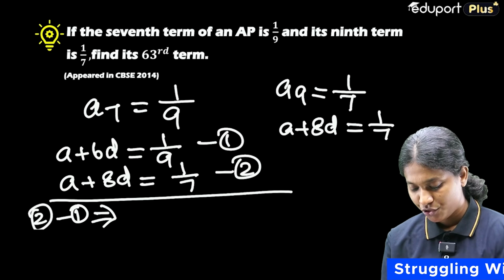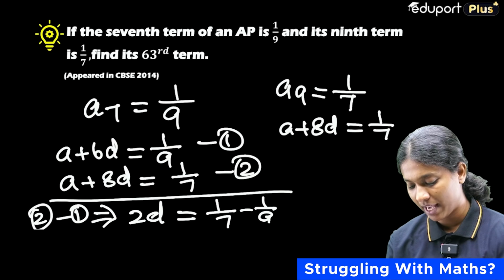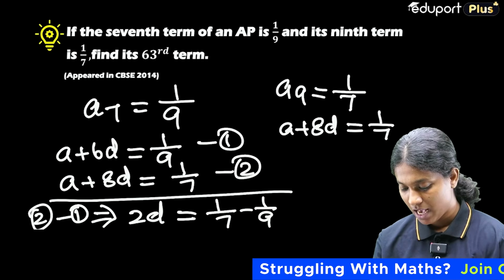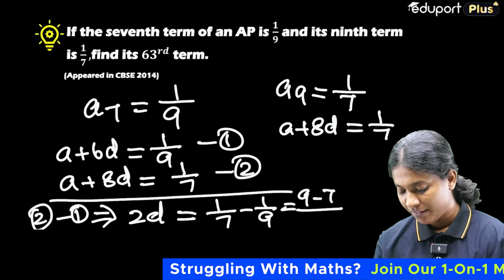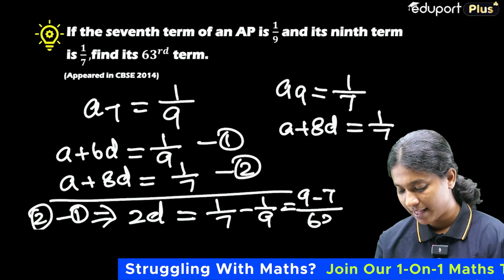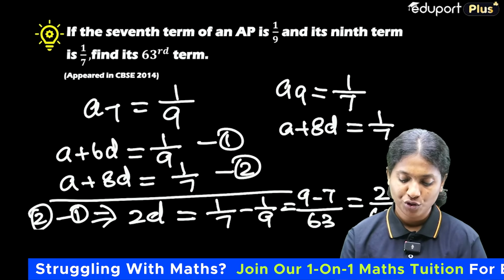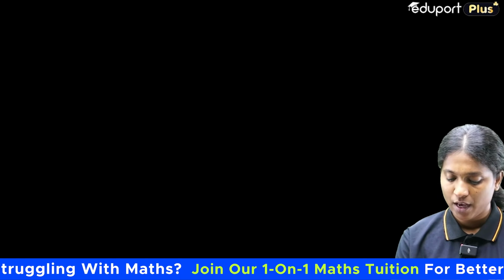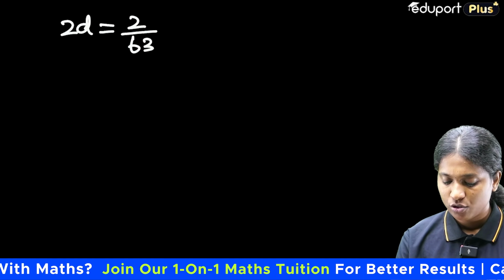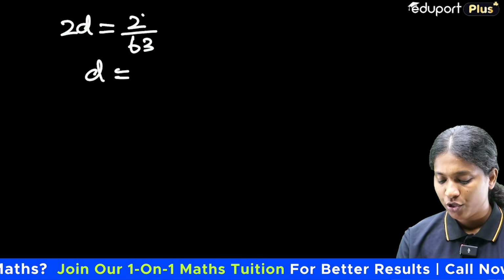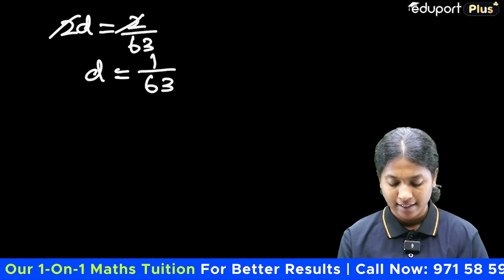It is 2D equal to 1 by 7 minus 1 by 9. So we are subtracting the fractions. So 9 minus 7 divided by 9 times 7, 63. So it will be 2 by 63. So you got 2D equal to 2 by 63. So what will be D? D is equal to 2 and 2 will be cancelled. So D equal to 1 by 63.